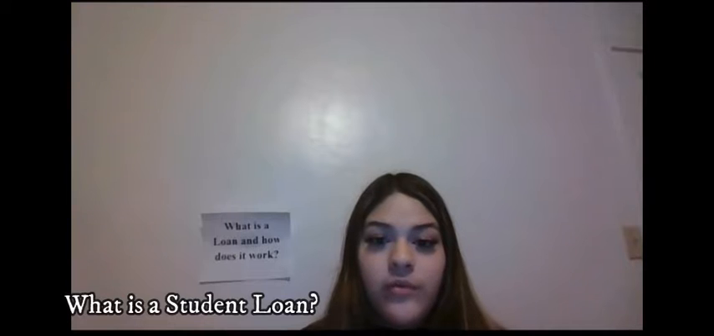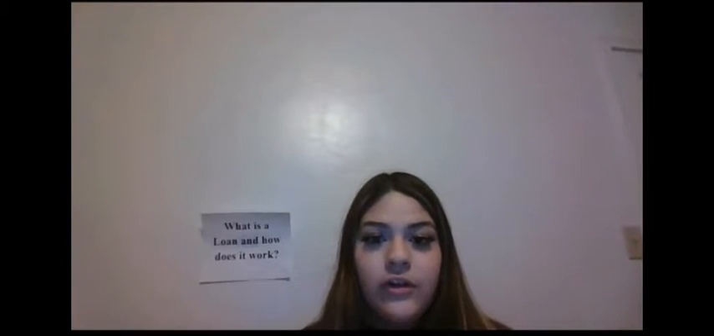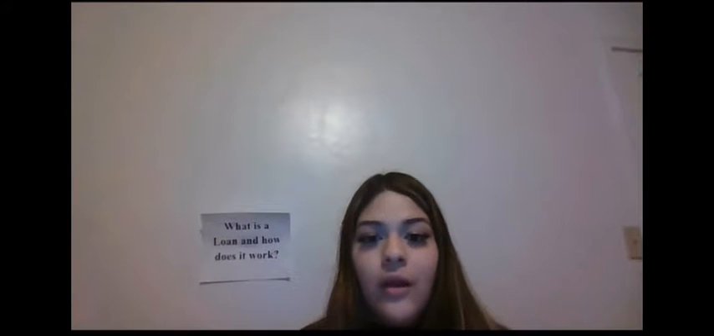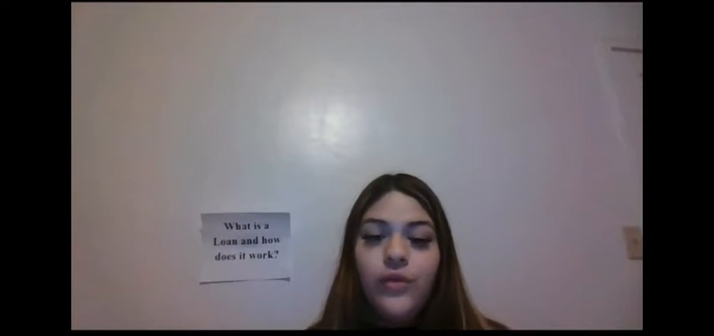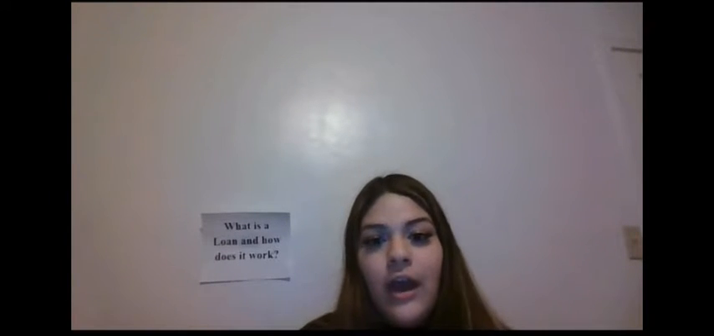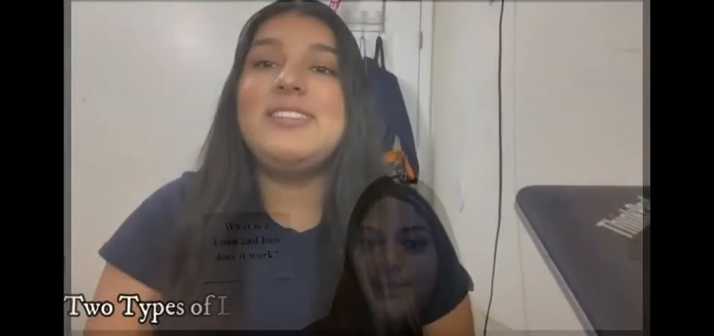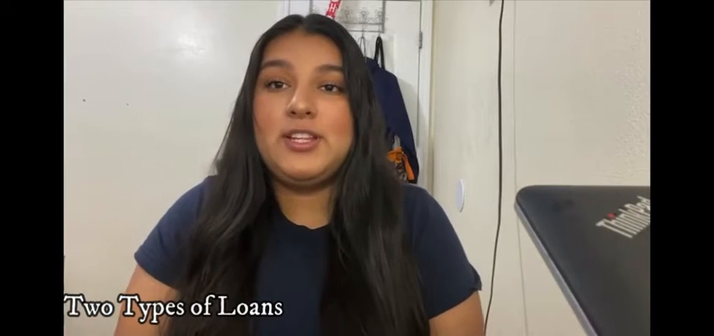A student loan is money borrowed from the government or a private lender in order to pay for college and has to be paid back later, along with the interest that builds up over time. The money can be used for tuition, food, room and board, books, or other fees. Did you know that there are two types of student loans, a federal loan and a private loan? There are three different categories in the federal loans and one in the private loans.